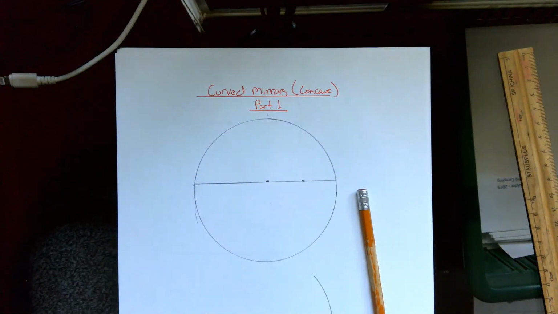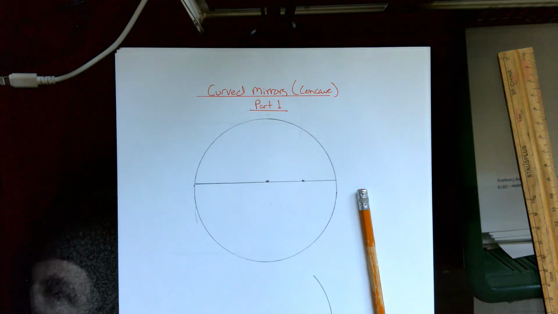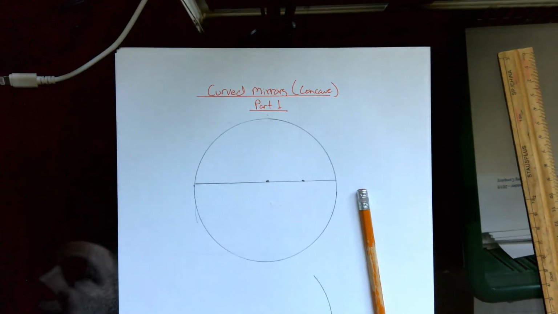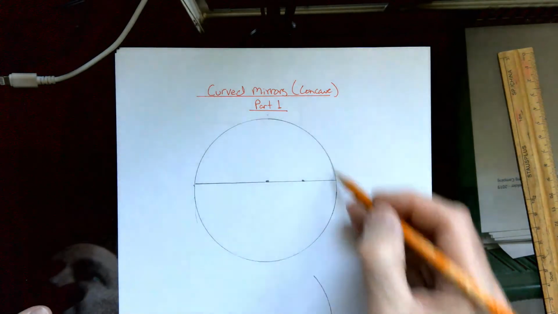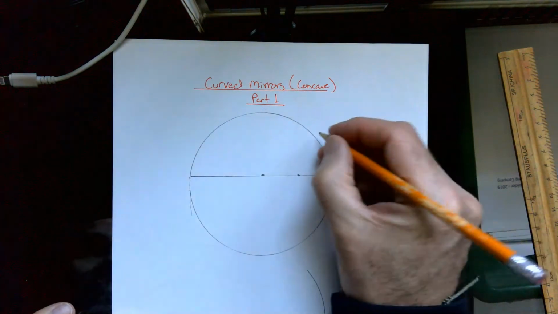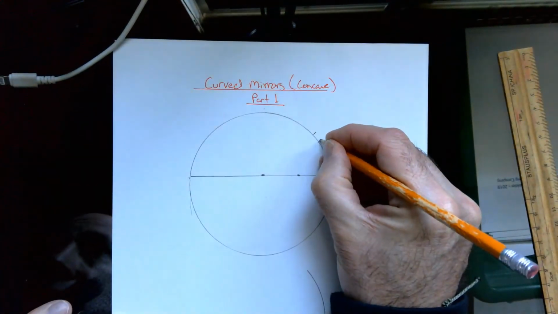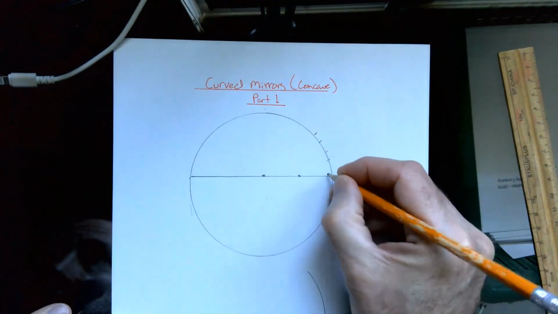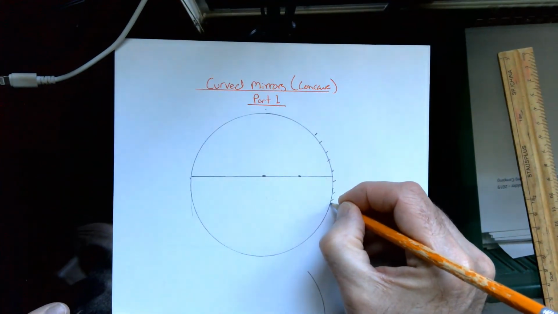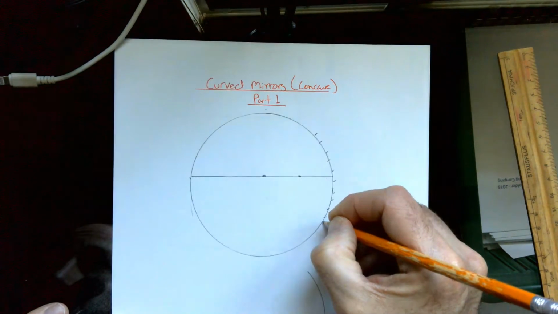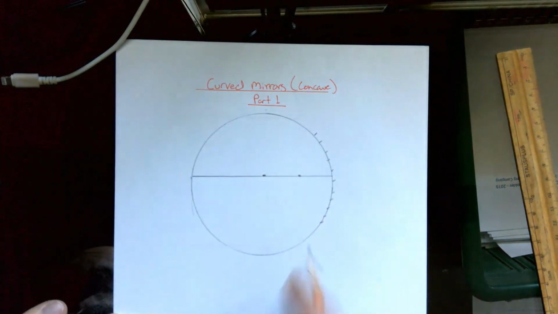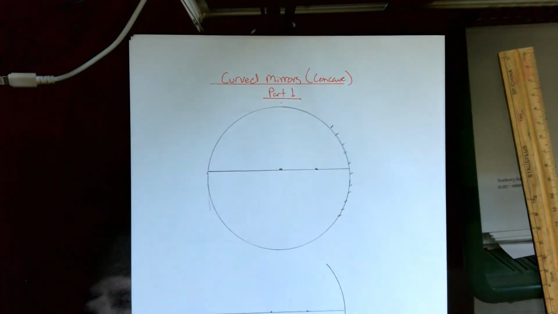Okay, we are on the afternoon of January the 12th, and what we're going to start doing is looking at curved mirrors. Now, curved mirrors are based on a full circle. If we took this full circle and we only took this portion here and turned this into a mirror, what we would have is a concave mirror. And the best way to remember this is it looks like you're going into a cave.